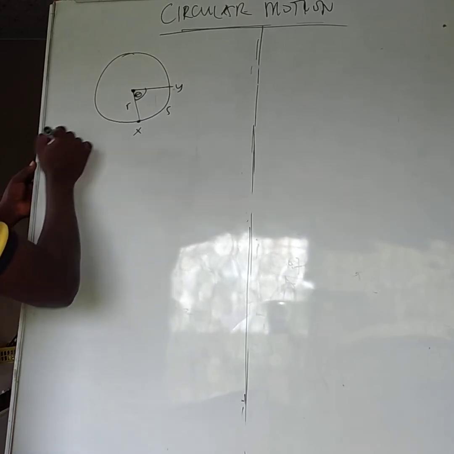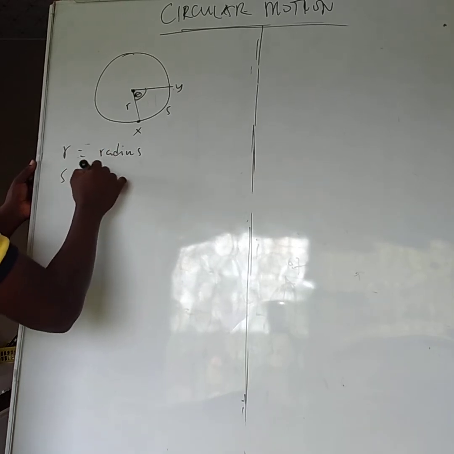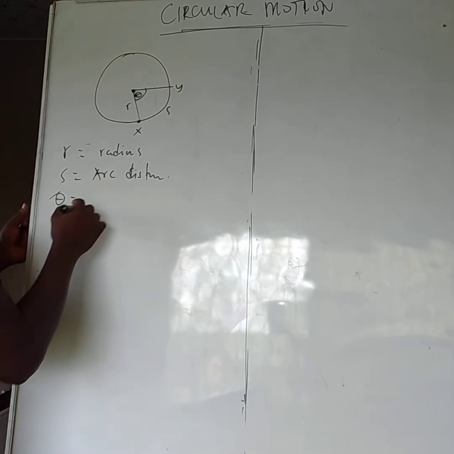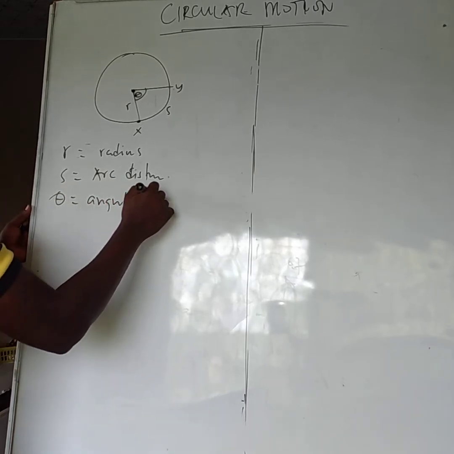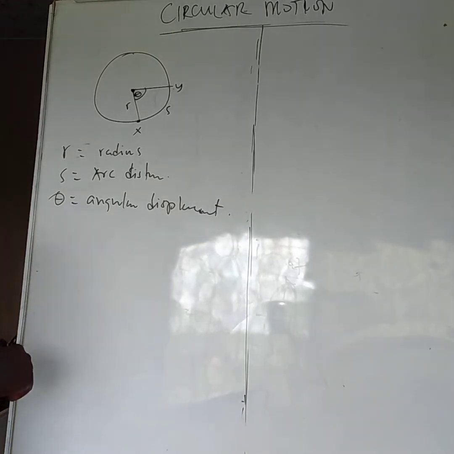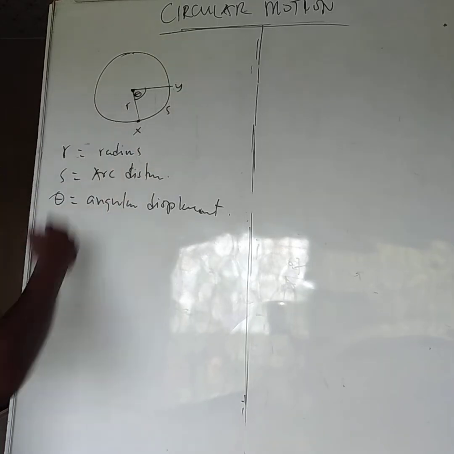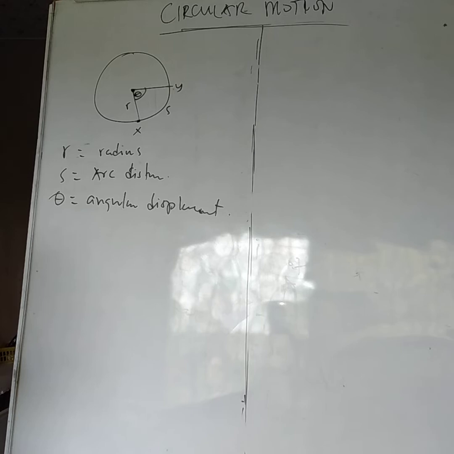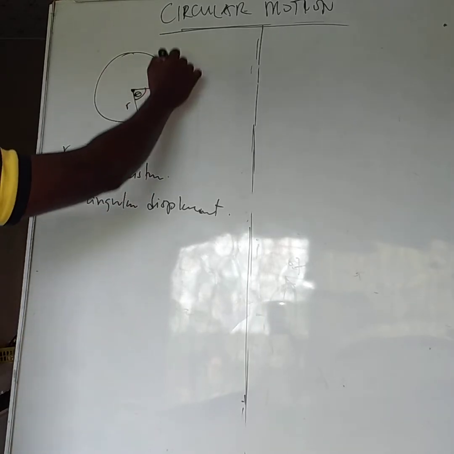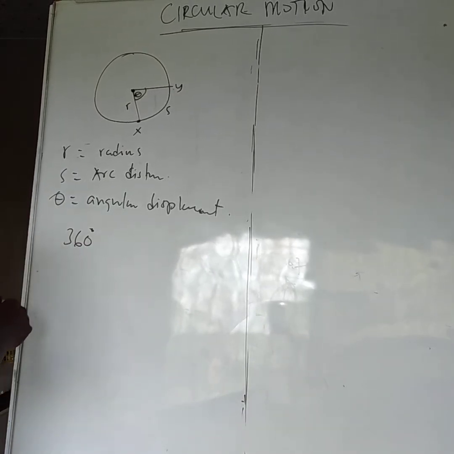let's label the terms or define the terms. R is the radius, S is what we call the arc distance, and then this theta is called what? The angular displacement. Now, from the diagram, you can realize that the angular displacement is mostly an angle, and therefore it is measured in degrees. If an object starts from here and covers one full cycle, then we say that it has covered 360 degrees.